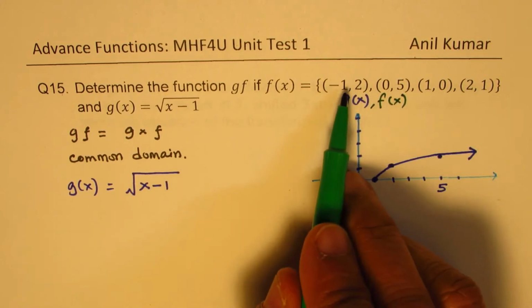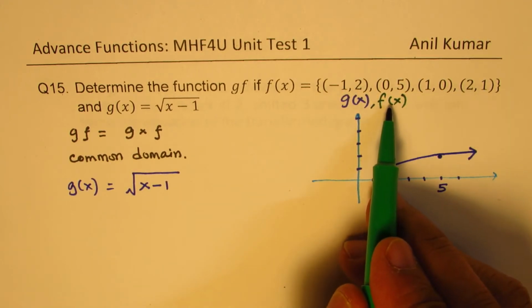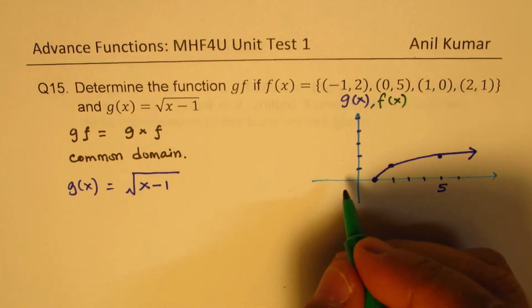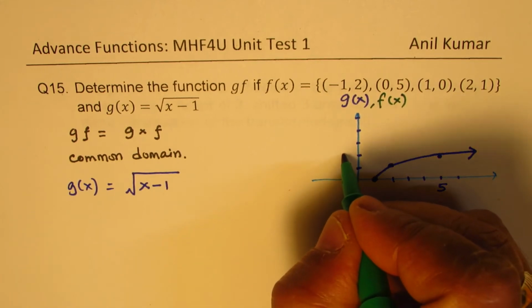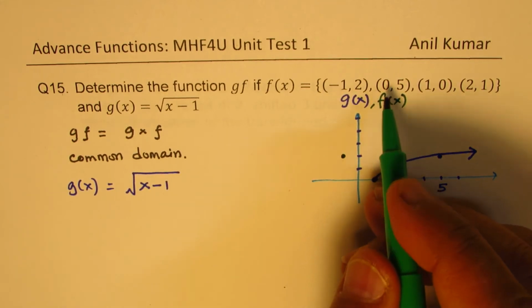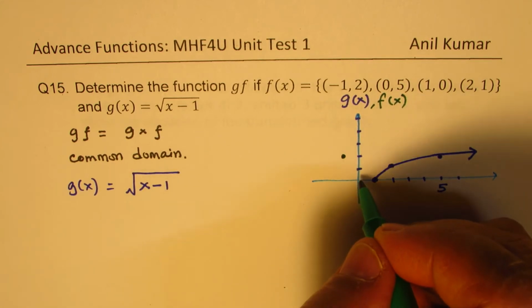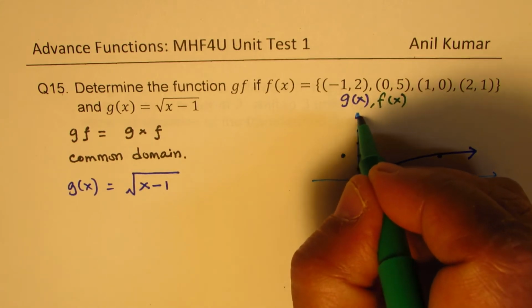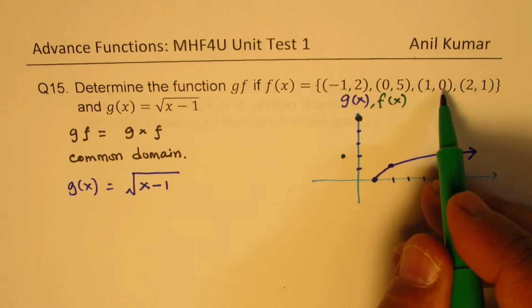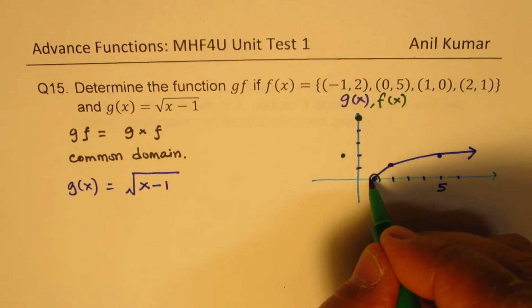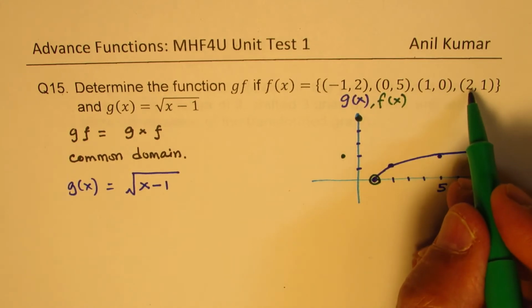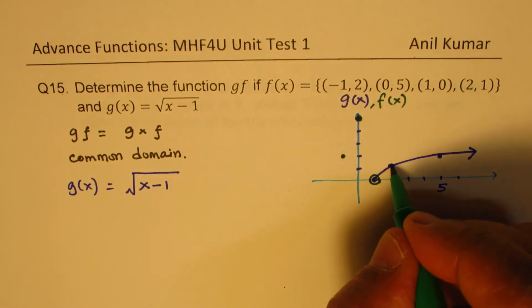So I'll sketch these 4 points. At minus 1, we have a value 2. At 0, the value is 5. So at 0, it is 1, 2, 3, 4, and 5. At 1, it is 0. At 2, it is 1, right?